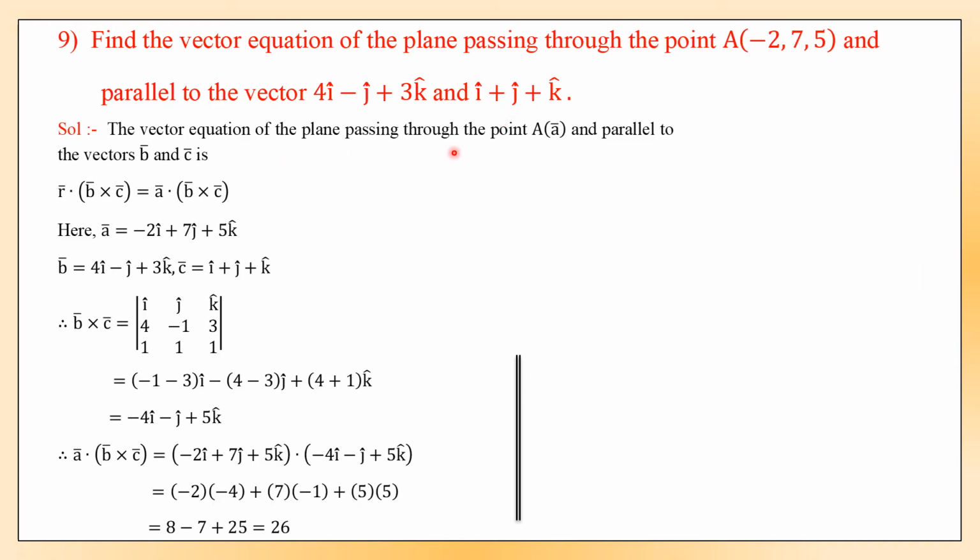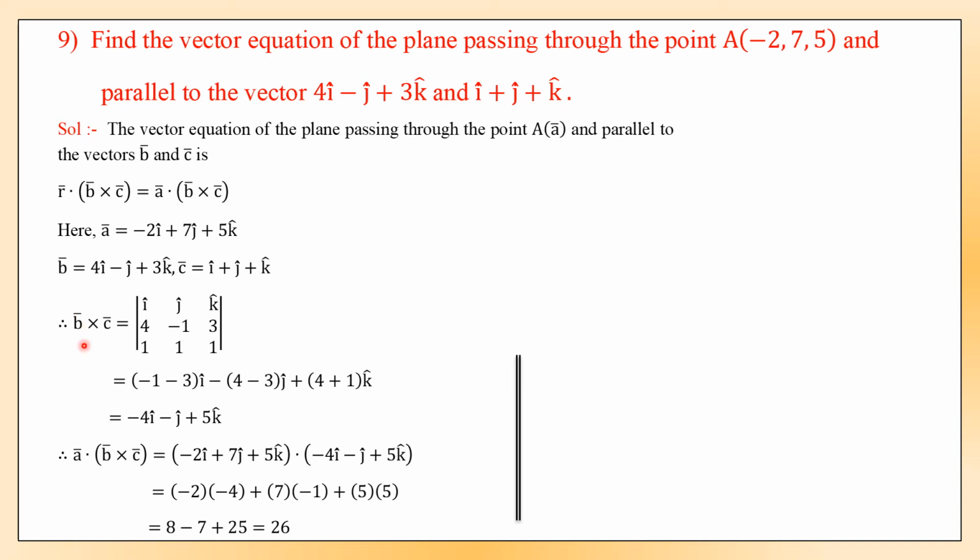Solution. The vector equation of the plane passing through the point A vector and parallel to the vectors B vector and C vector is R vector dot B vector cross C vector equal to A vector dot B vector cross C vector. We use this formula. Here it is passing through the point A (minus 2, 7, 5). Therefore its position vector a equals minus 2i plus 7j plus 5k. Given parallel vectors: suppose the first vector is b vector equal to 4i minus j plus 3k and the second vector c vector equal to i plus j plus k vector.